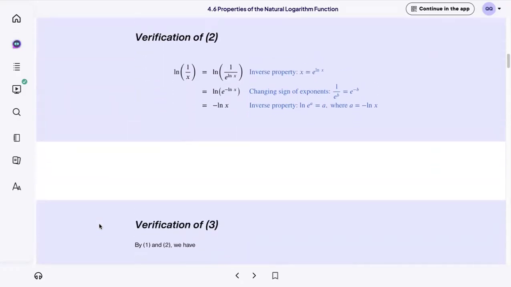So this second one proves ln(1/x) equals negative ln x. We can change x to be e to the ln x, right? That's a negative. Or even simpler, we can do ln of x raised to the -1, then the -1 comes in the front. So that becomes negative ln x.